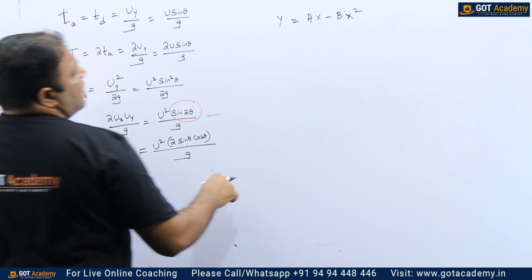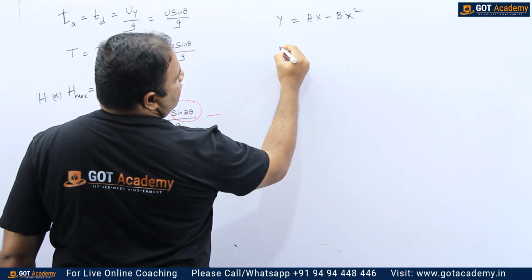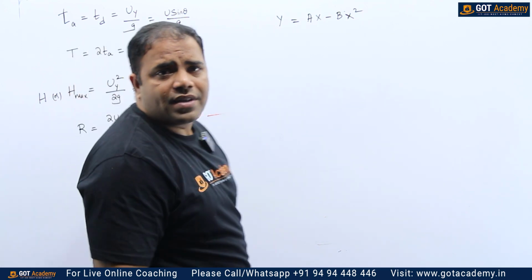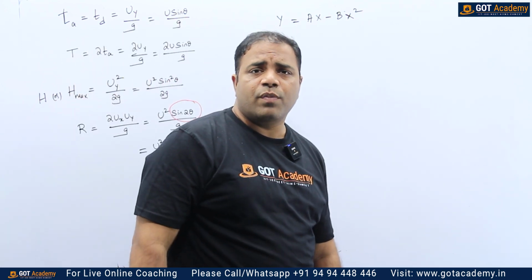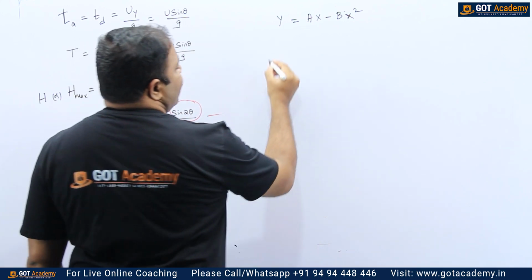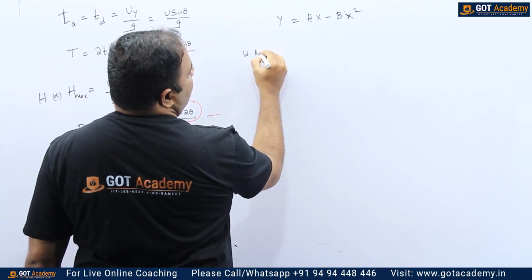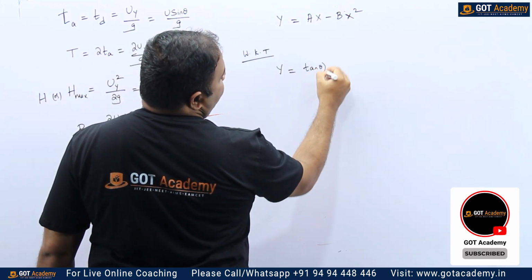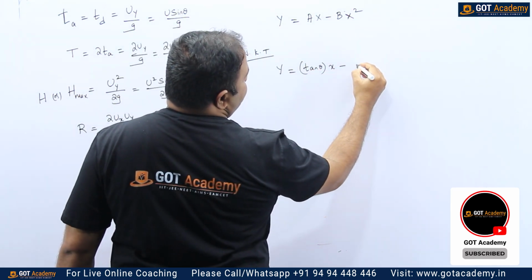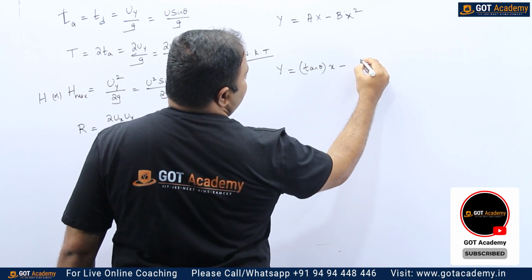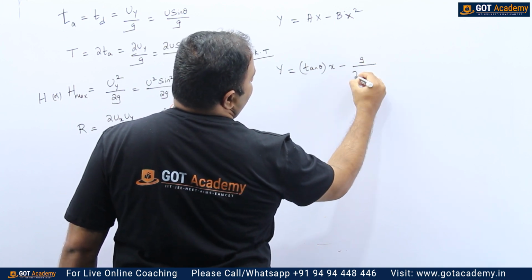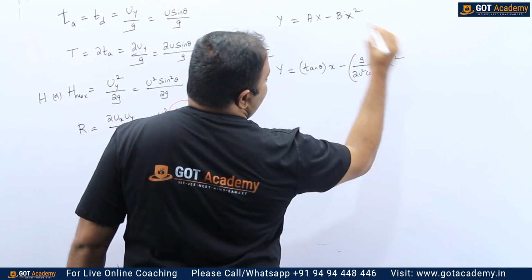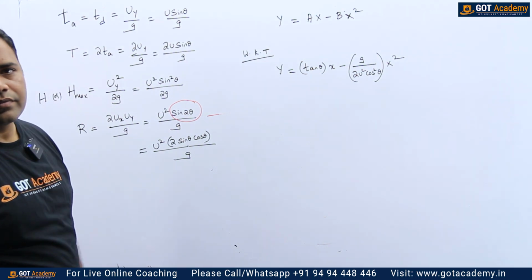How? Let us come back to our old story. What is our old story? This is similar to the equation of projectile motion. Previously I studied that y is equal to tan theta into x minus g by 2u square cos square theta into x square. This is what we know.